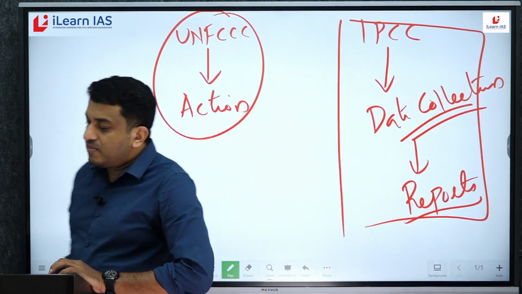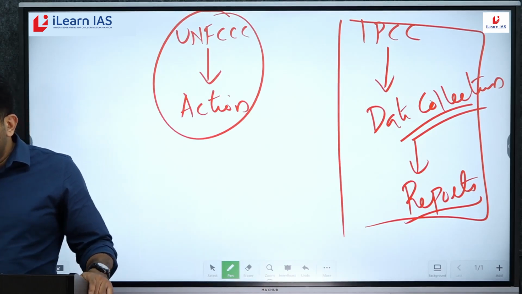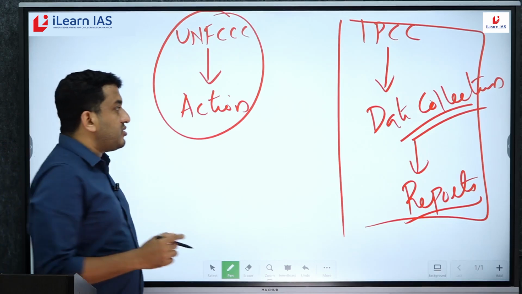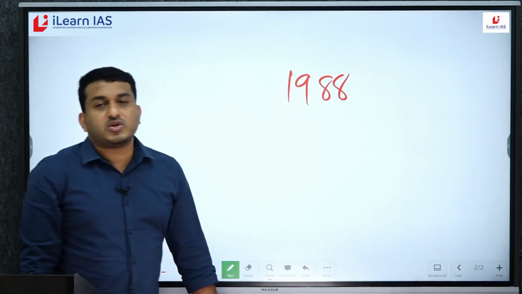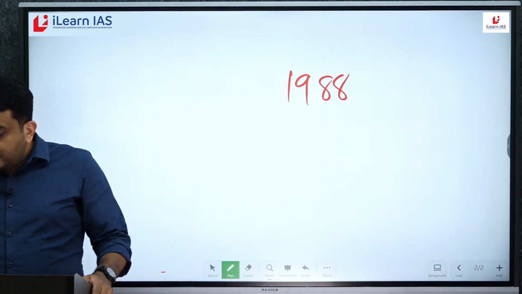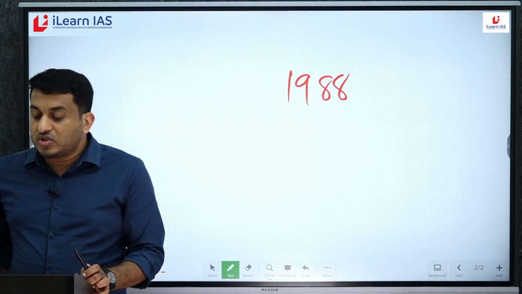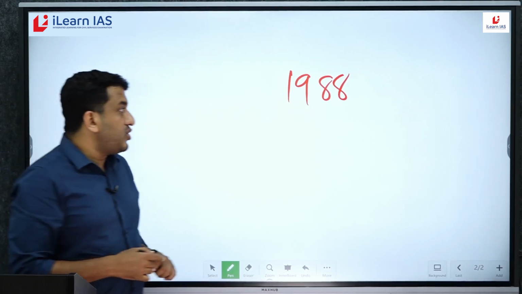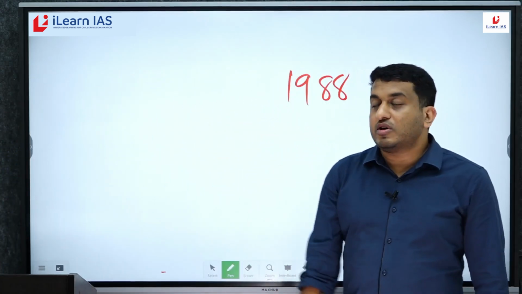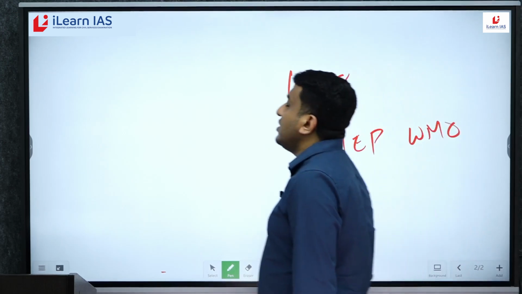Now, if I talk about IPCC, Intergovernmental Panel on Climate Change, it is a scientific intergovernmental body. It was established in 1988 by two United Nations organizations. One is the World Meteorological Organization, WMO, and two is UNEP, United Nations Environment Program. So IPCC was actually formed by UNEP and WMO in 1988.